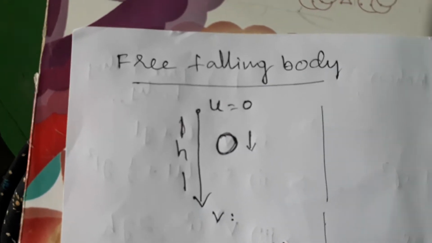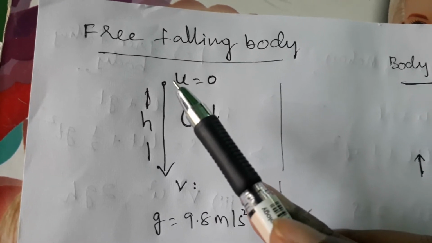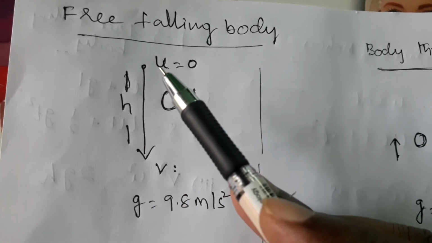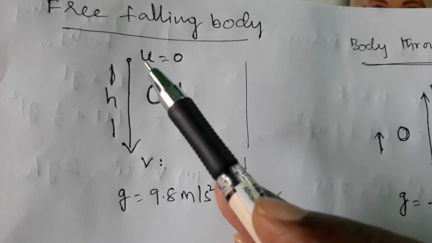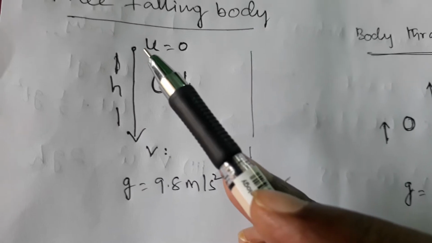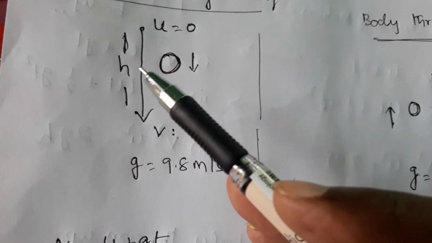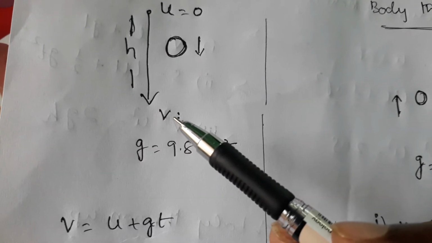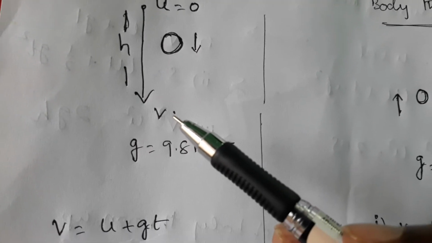Now applications. Free falling body. When a body is free falling, at the height, at the beginning stage, the velocity is 0. On the top the velocity is always 0, because of 0 velocity only it will fall down, otherwise it will go up continuously. So free falling body beginning velocity is 0, and the falling height is h, and it falls with some velocity, that is v, the final velocity.